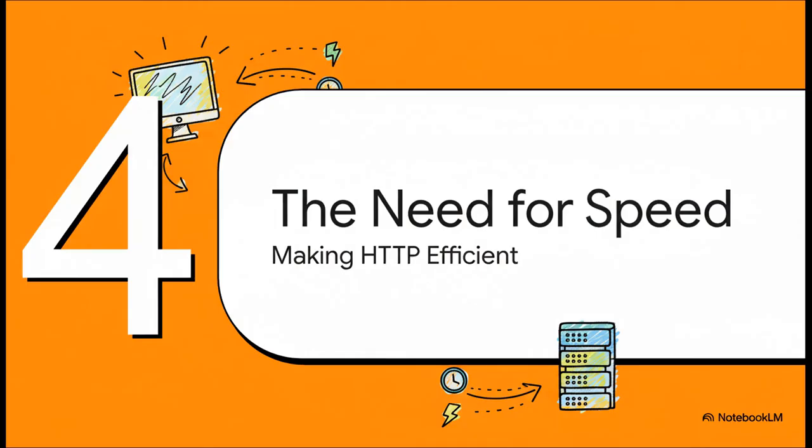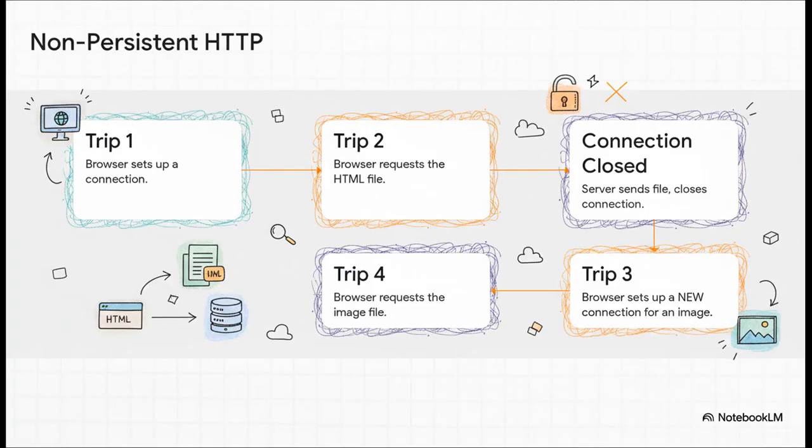So, this system works great, but it had a huge bottleneck. See, modern websites aren't just one file. They're these complex mosaics of HTML, tons of images, and scripts. The original version of HTTP was designed for really simple pages, and it was painfully slow at fetching all these different pieces. The original version was called non-persistent HTTP, and it was incredibly inefficient.